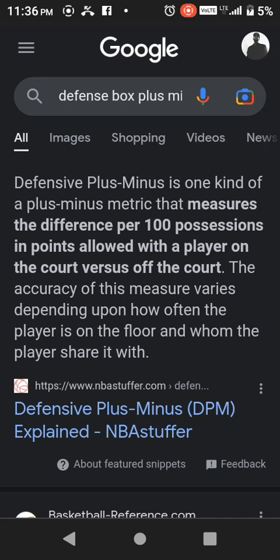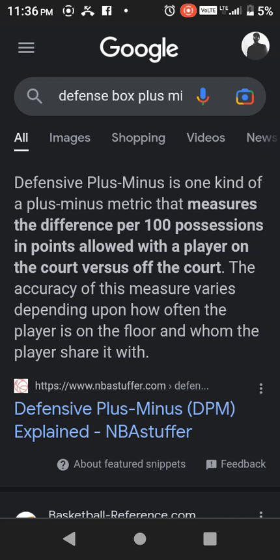Defensive box plus minus. One of the worst analytic stats. Defensive box plus minus basically is a measure that is the difference per 100 possessions in points allowed with the player on the court versus off the court. Basically, how many points is allowed when you're on the court versus off the court.